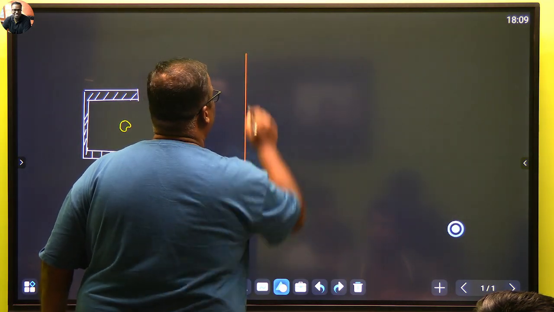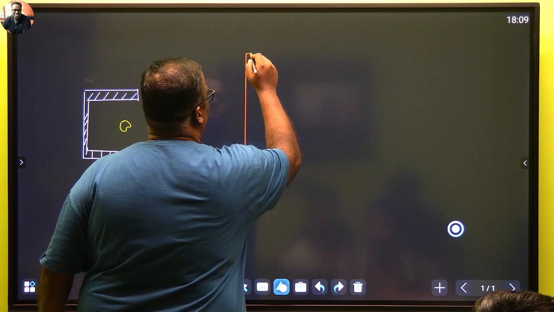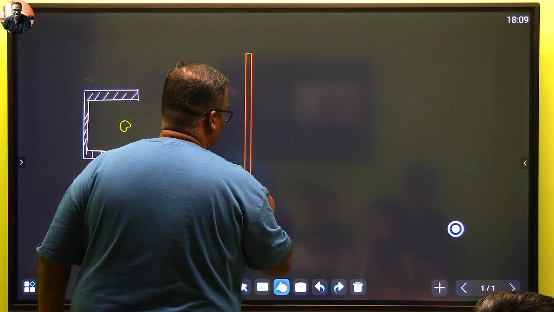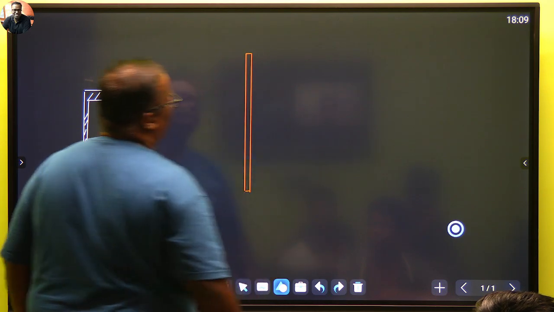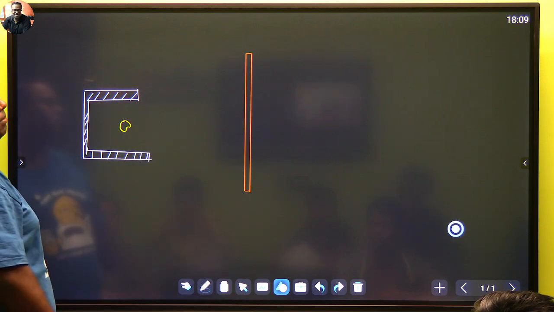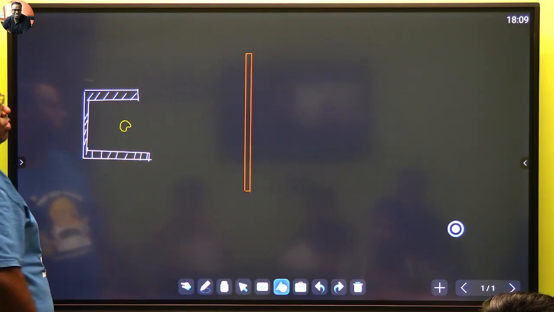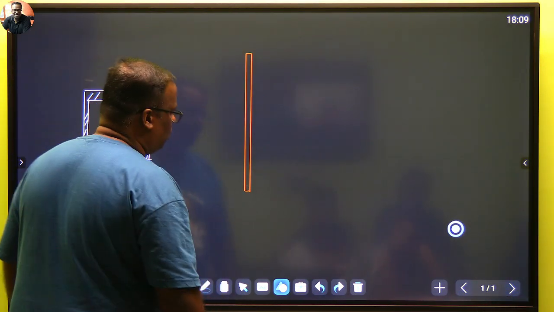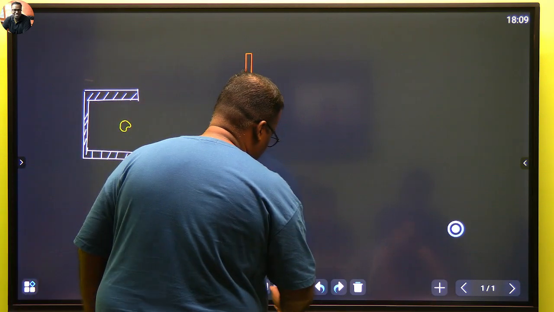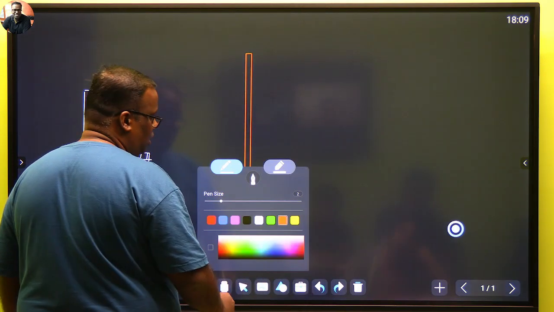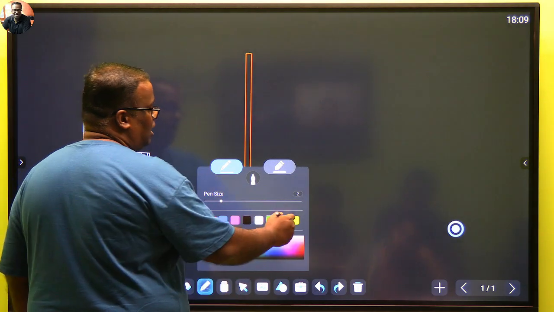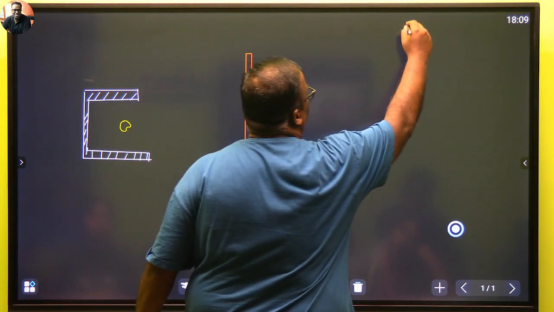I'll just retain this for 1 or 2 minutes only. Okay, this foil of gold. Then I'll change, what do you call, this thing I will remove afterwards. And a thin foil of gold was taken, and after that, our friend, what he did, he created a screen behind.